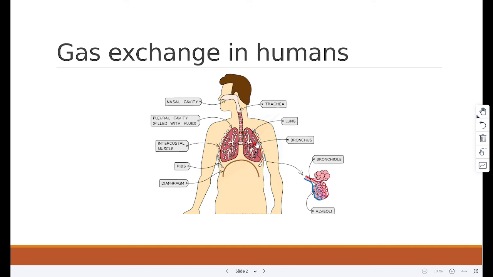And then we have the small alveoli. Now the alveoli are right over here. So these are tiny air sacs where gas exchange takes place.